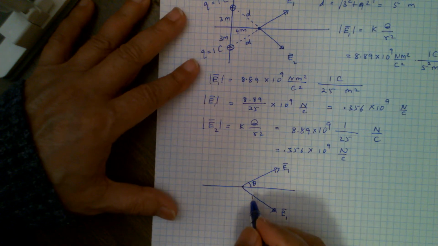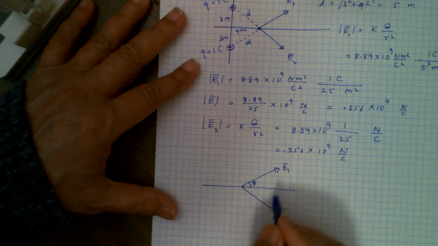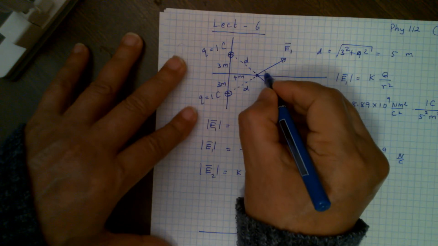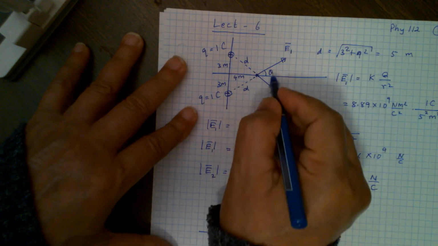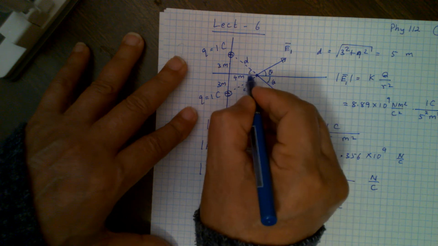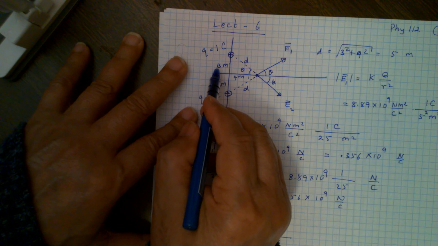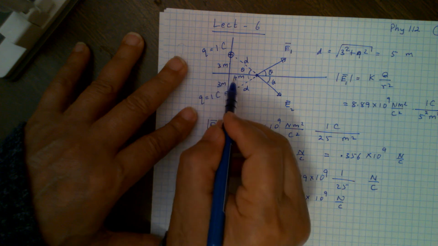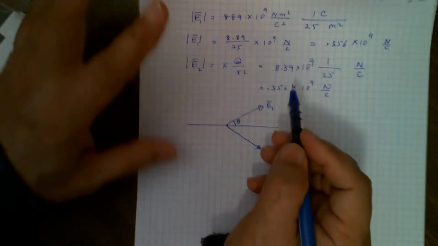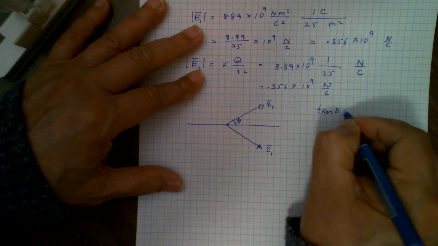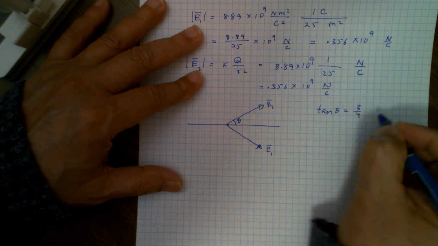Tangent theta is y component divided by x component, or from this triangle, if I look at this as angle theta, then this will be angle theta. This also will be angle theta. So opposite divided by adjacent, 3 by 4, that will be tangent theta. So tangent theta is equal to 3 by 4.